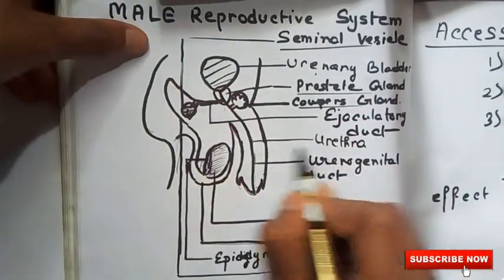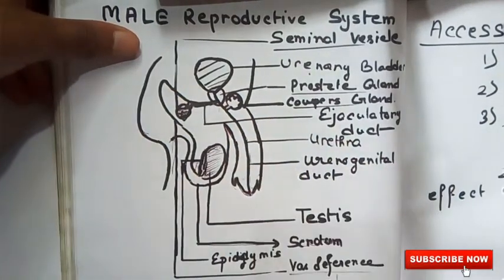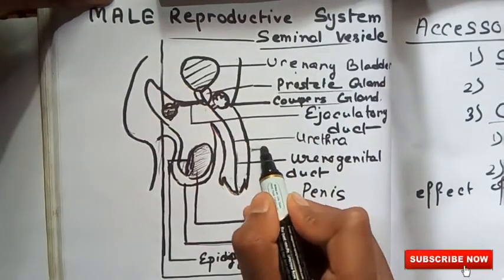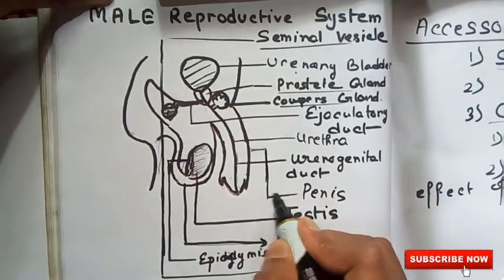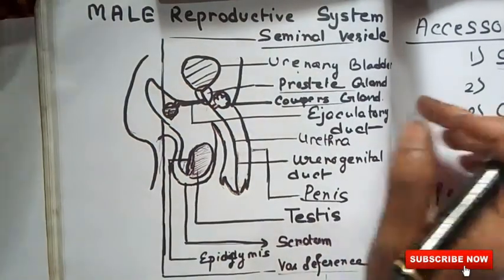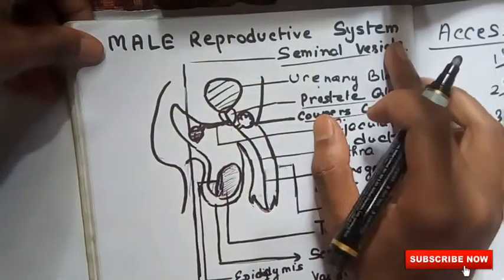Okay, so those were the functions of the accessory glands. So here the urethra is under the penis. This is the penis. So let's have a summary of the whole male reproductive system.